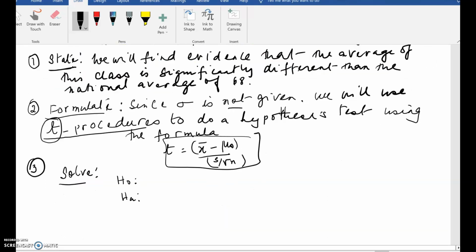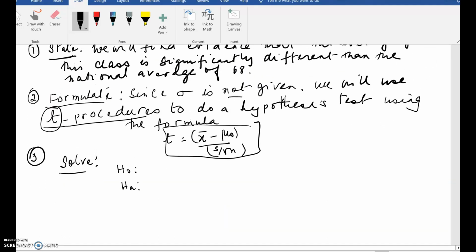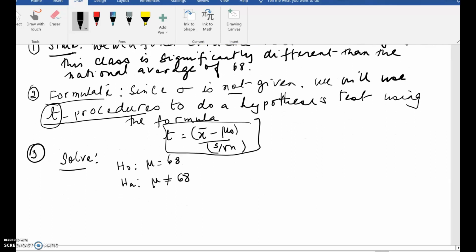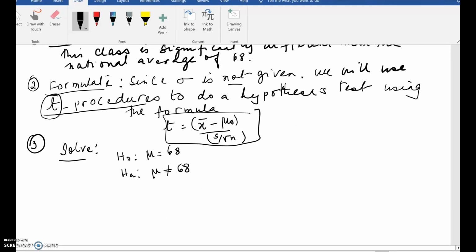Okay, so mu equals the national average is your null hypothesis. Mu not equal to the national average. Based on an x bar of 64, where x bar is the sample mean, we are going to prove that the average of this class is not the same as that of the nation, which is the national average of 68.